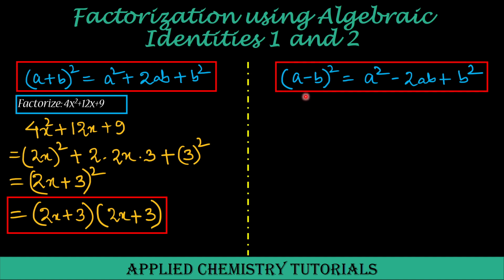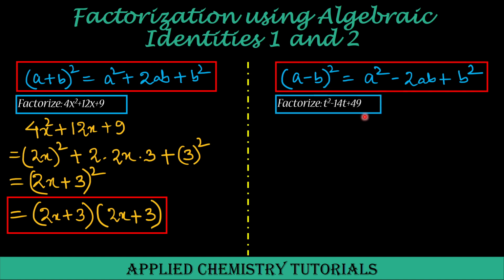Now identity 2 says that (a − b)² = a² − 2ab + b². We can see the difference here between identity 1 and identity 2. Here the second term is plus 2ab and here the second term is minus 2ab. So this is an expansion for (a + b)², and this one is an expansion for (a − b)². So let us take an example to understand how we can utilize this identity.